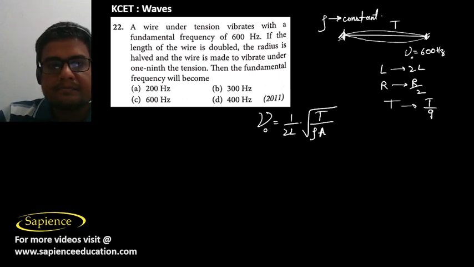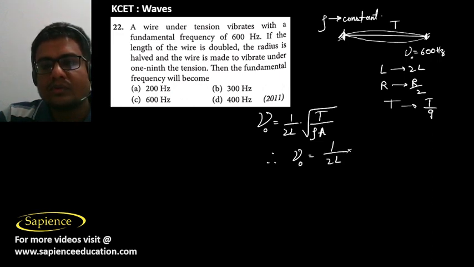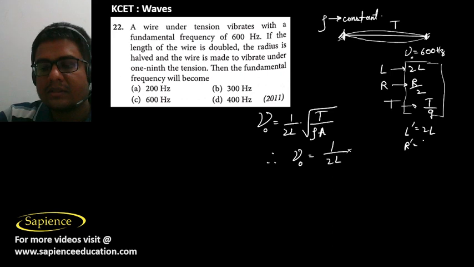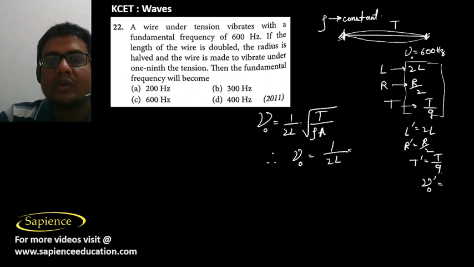So now therefore here it is told that nu naught is equal to 1 by 2L. Suppose initially the length was L, the radius of the wire was R and the tension was T, and then finally the length L dash is 2L, the new radius is R by 2 and the new tension is T by 9. So we have to find nu naught dash, it means what is the new value of the fundamental frequency.